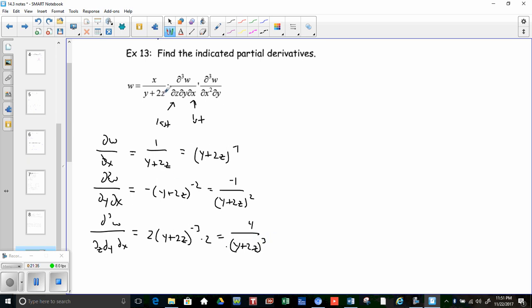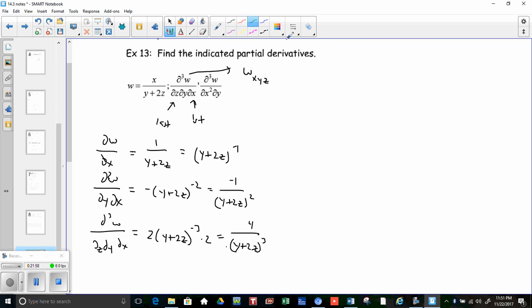All right, and that is the third partial of w with respect to x first, then y, then z. So really what this piece right here is exactly the same thing as saying we want to find w of x, y, z in that order. That's what that means. All right, so now let's take a look at this one.